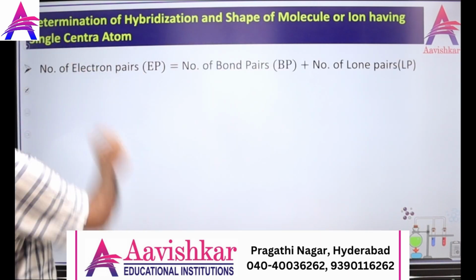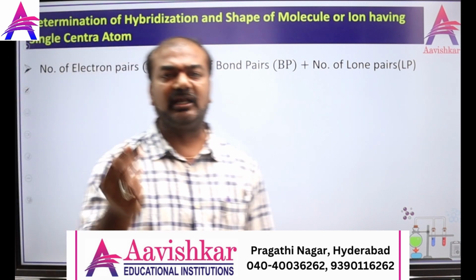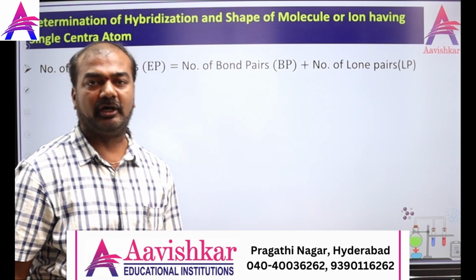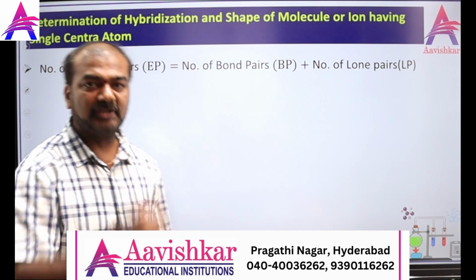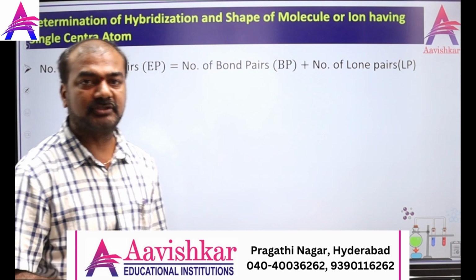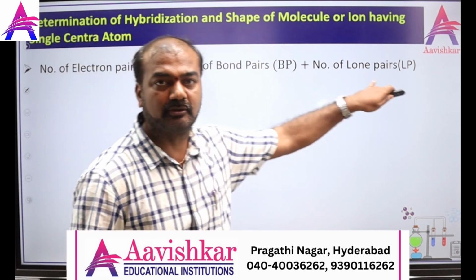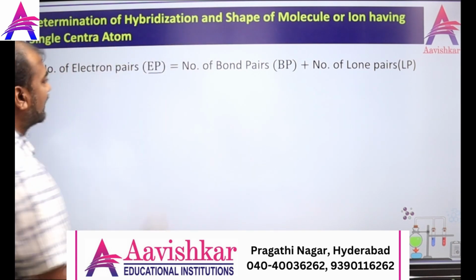Now, take the number of electron pairs, because you know that according to the valence shell electron pair repulsion theory, the shape of the molecule depends upon the electron pairs only. The shape of the molecule depends upon whether the electron pairs are bond pairs or lone pairs. So it depends upon both bond pairs as well as lone pairs. That's why we have to take the total electron pairs.